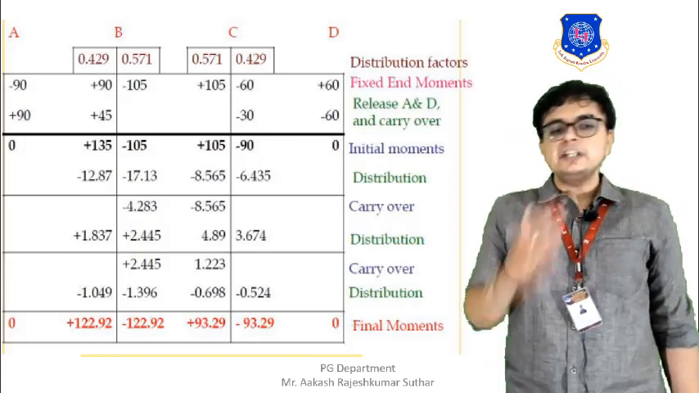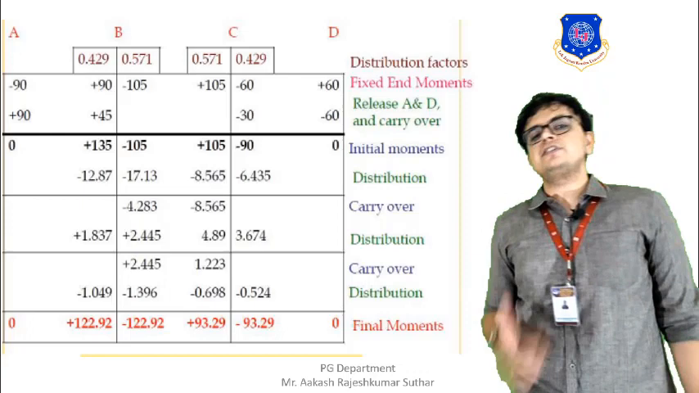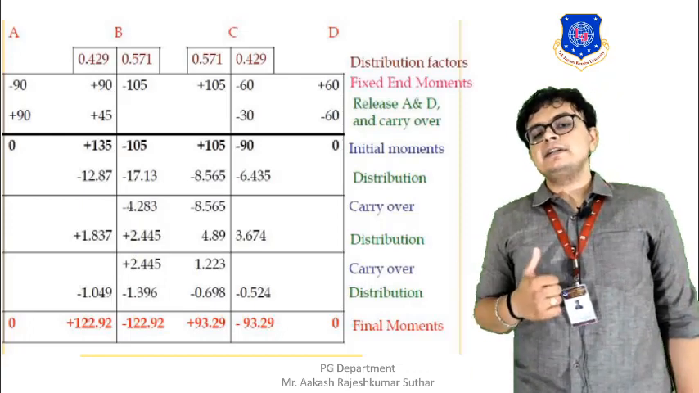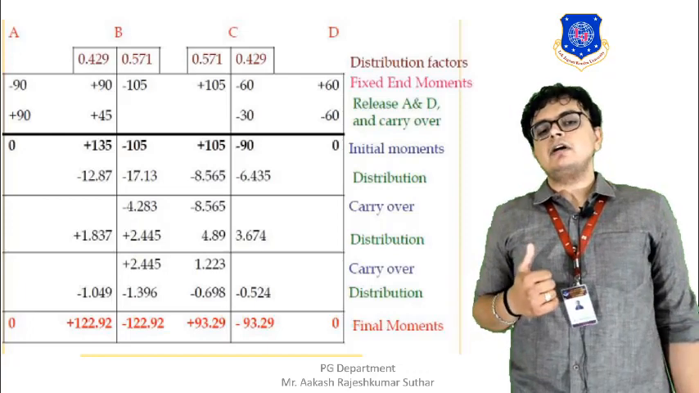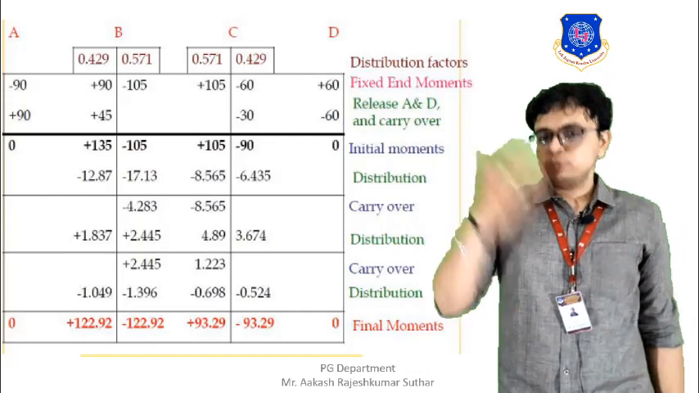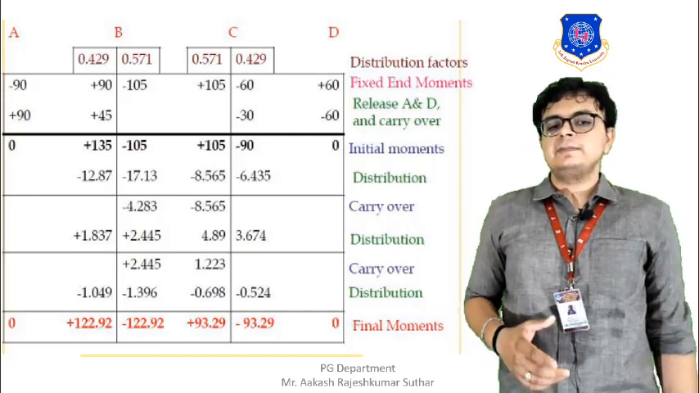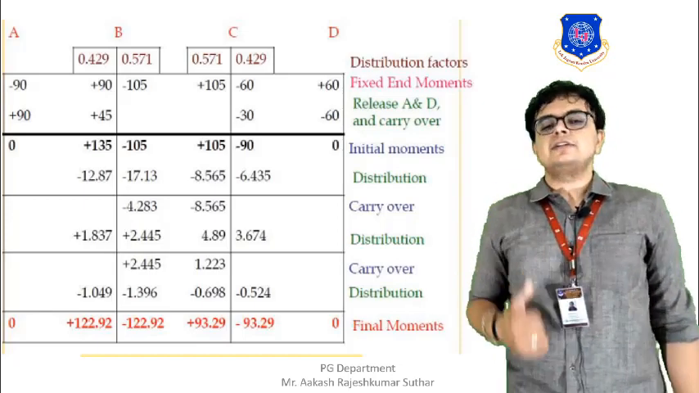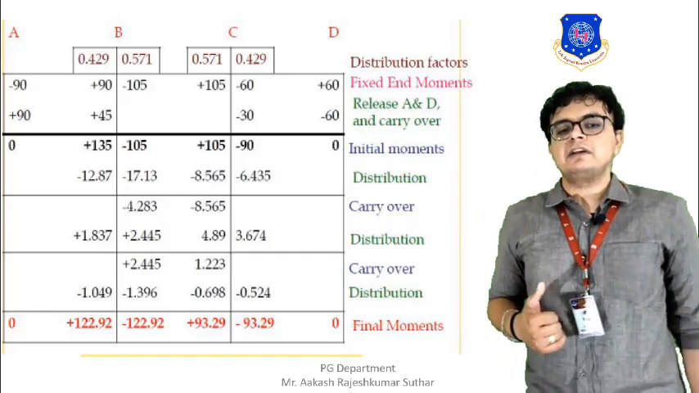For CB we have to multiply 15 with 0.571, and after that we will be getting the distributed moment of minus 8.565. Whenever we are distributing it, it will be on the opposite sign, so we have to put minus 8.565.